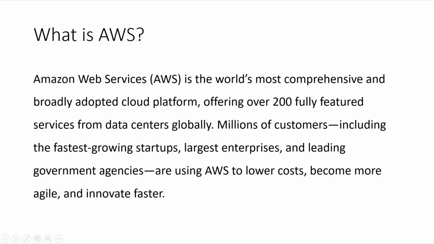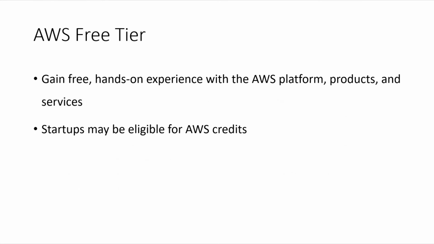So basically, what is AWS? Amazon Web Services, AWS, is the world's most comprehensive and broadly adopted cloud platform, offering over 200 fully featured services from data centers globally. Millions of customers, including the fastest growing startups, largest enterprises, and leading government agencies, are currently using AWS, which lowers cost and helps them become more agile and innovative faster.